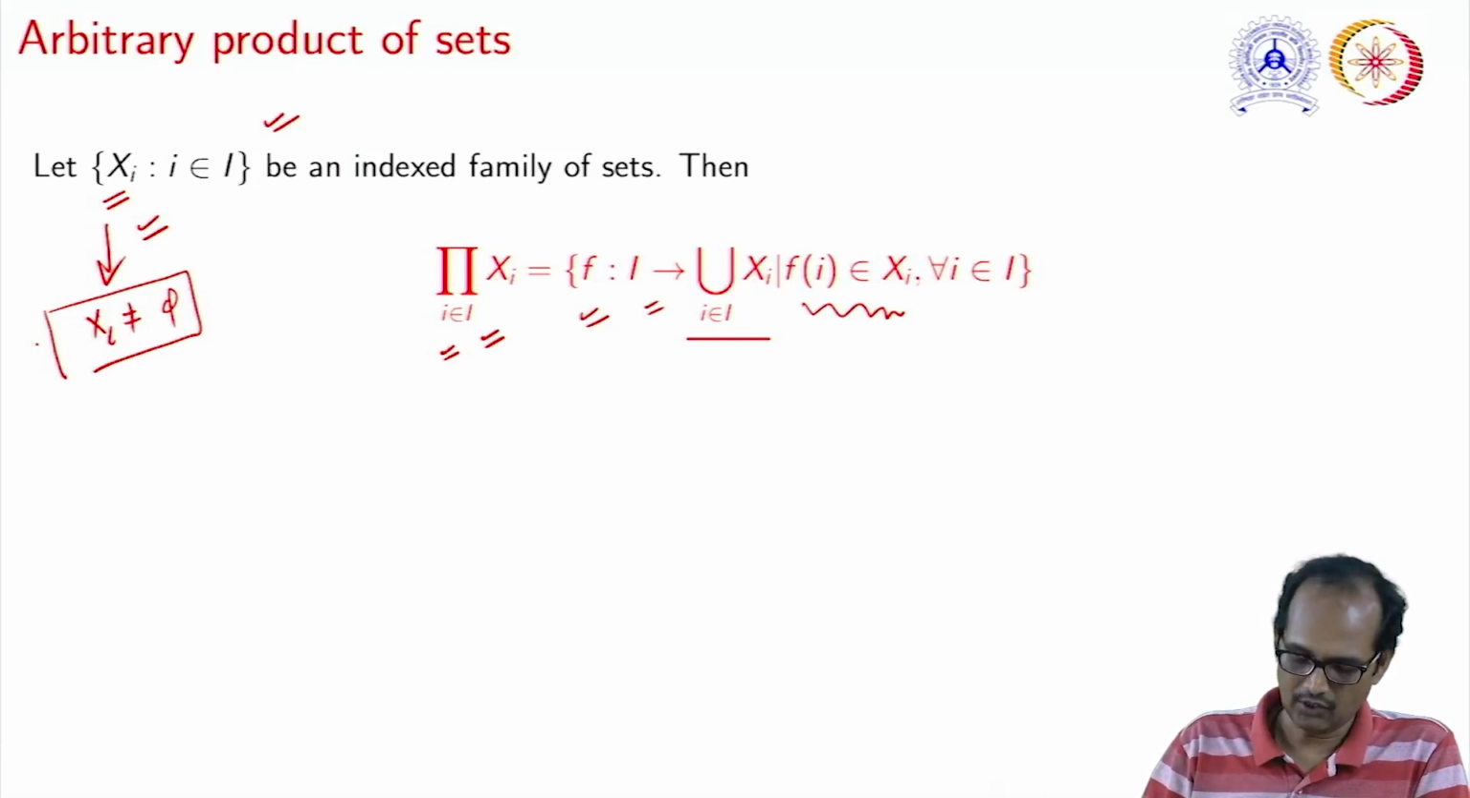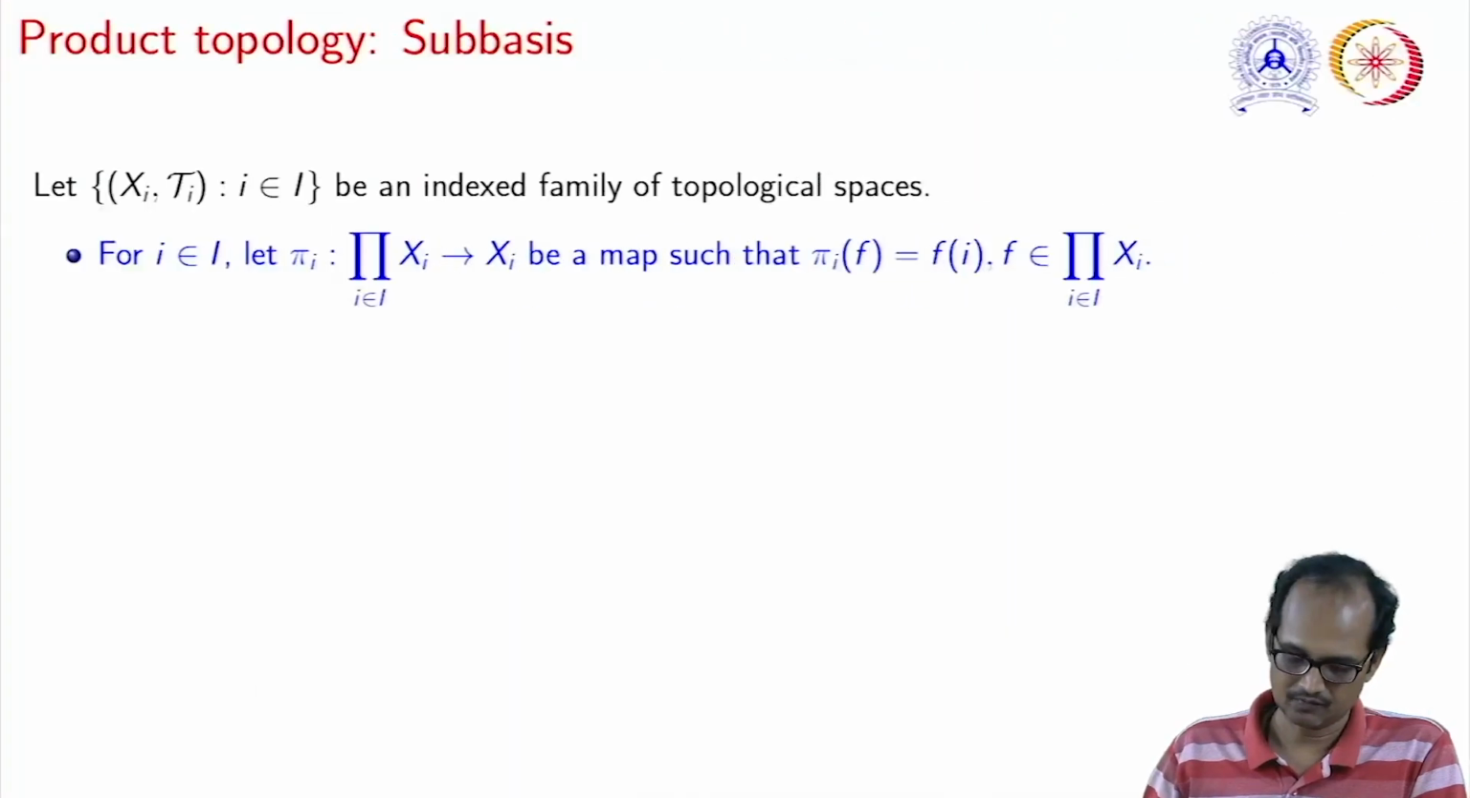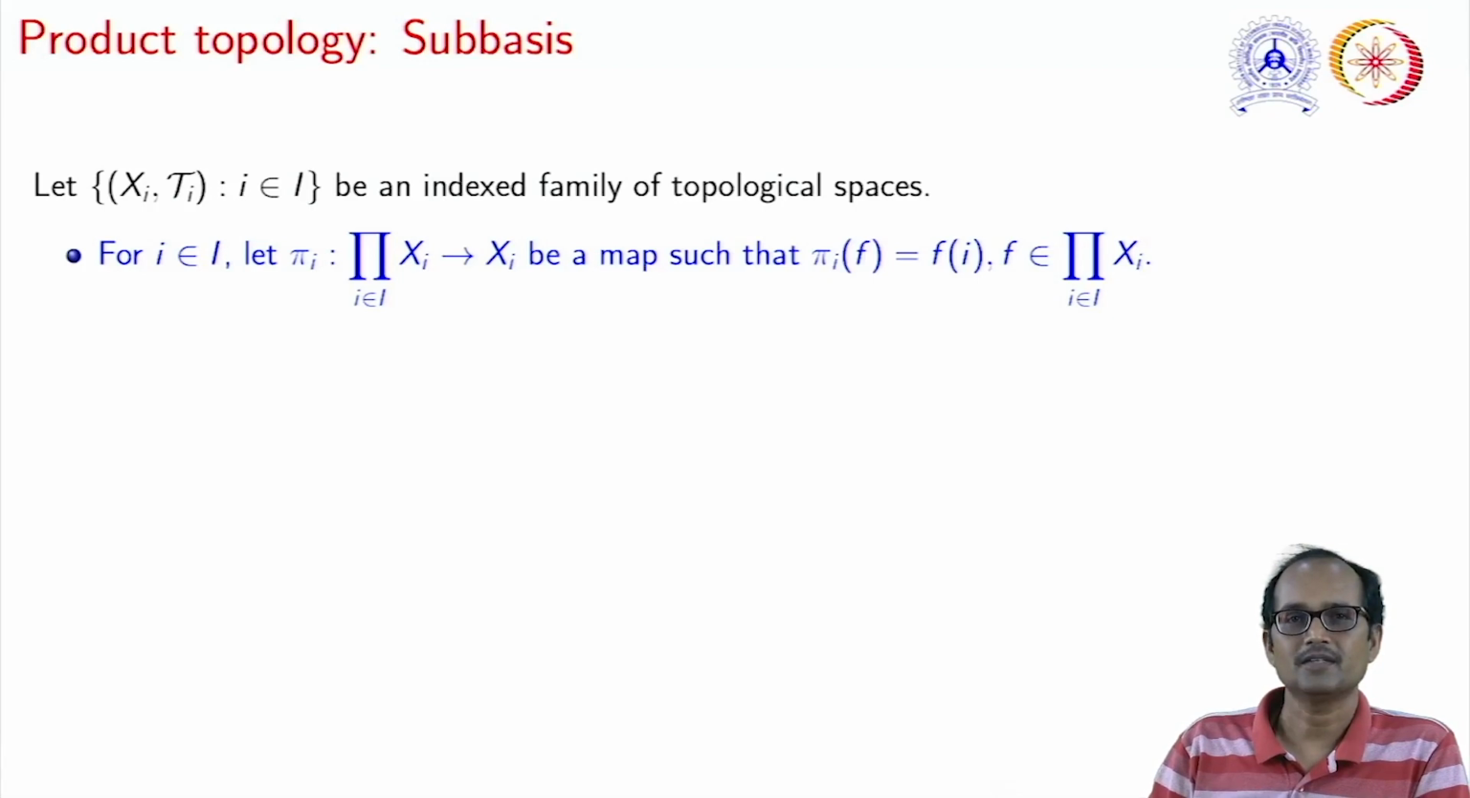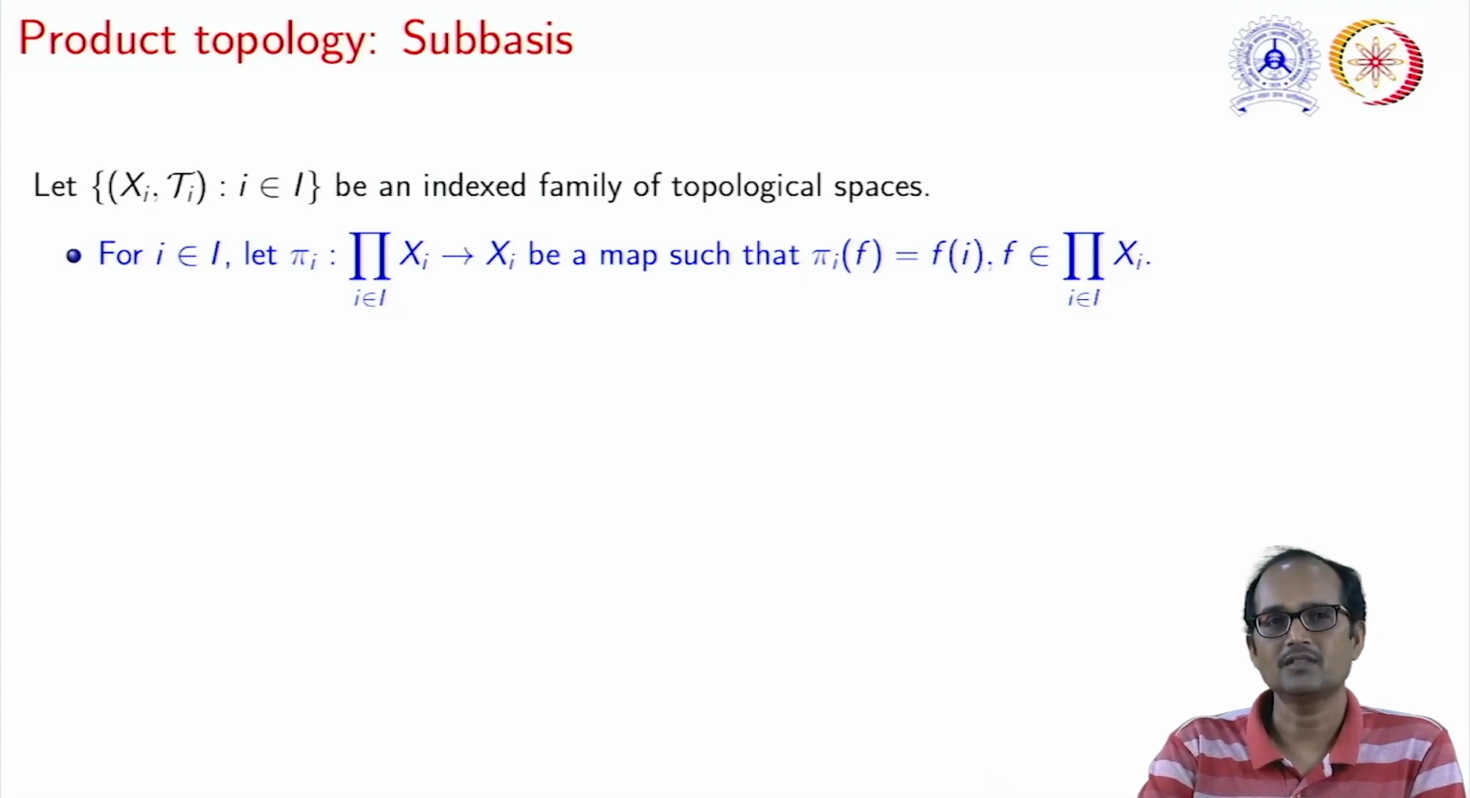Having the idea of arbitrary product of sets in mind, let us see the concept of topology on this arbitrary product. We will discuss two concepts here. One concept will be the topology on this product of sets by using subbases, and another we will see by using the concept of basis. Begin with the concept of subbases.